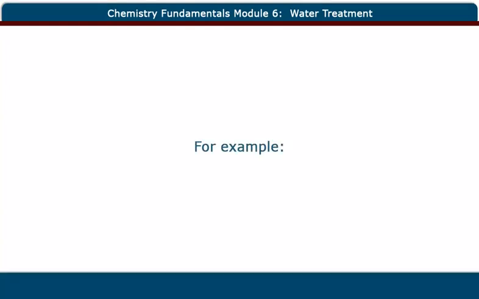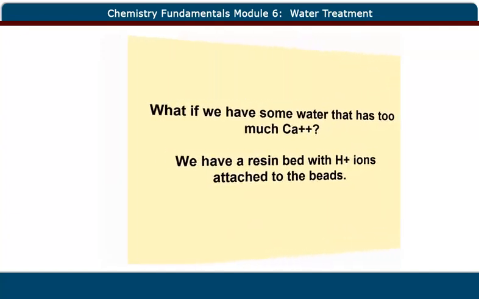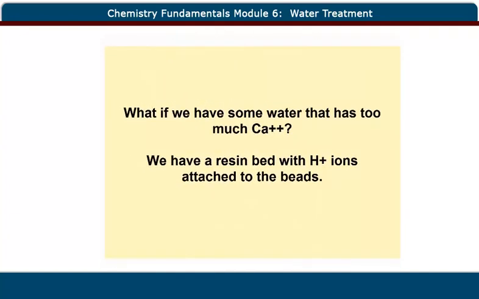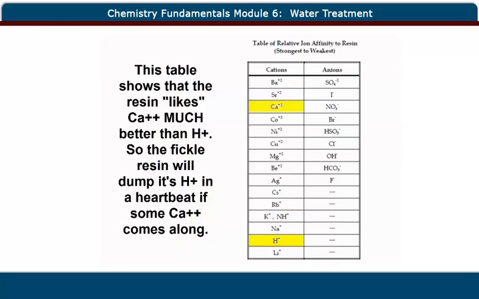Here's an example. What if we have some water that has too much calcium in it? We use an ion exchanger with a cation resin bed with hydrogen attached to the beads, because we know from our relative ion affinity list, the beads will dump the hydrogen and grab the calcium when it comes through.